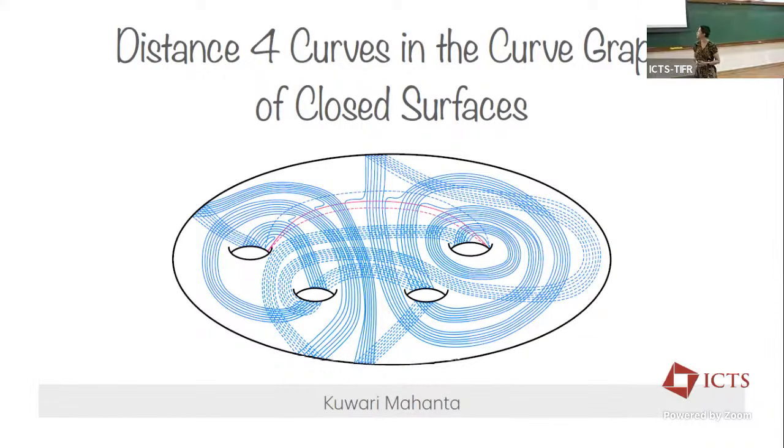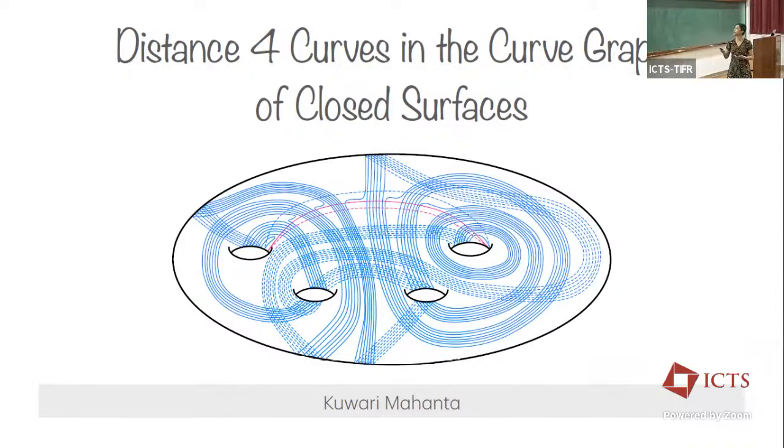Hello everyone. Like the topic says, I'll be talking about curves which are at distance 4 apart in the curve graph of closed surfaces. This is a joint work with my advisor Sri Krishna. While preparing for this talk, I realized that these curves will also work for any finite type surfaces. So the proof almost remains the same.